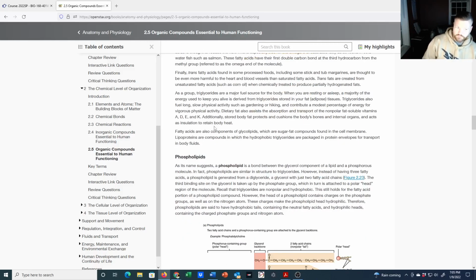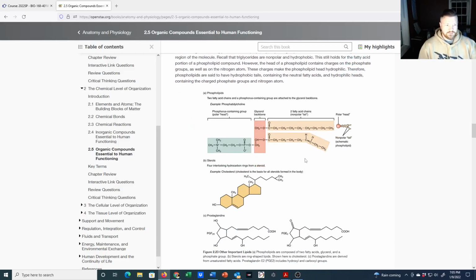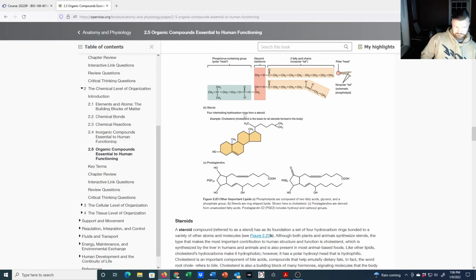The other lectures go into a little more detail. One of the most important lipids, though, are the phospholipids. So they look different in that they only have 2 parts to them. Phospholipids make up your cell membranes. Without them, you would not have a cell membrane. And so that's kind of what they look like.